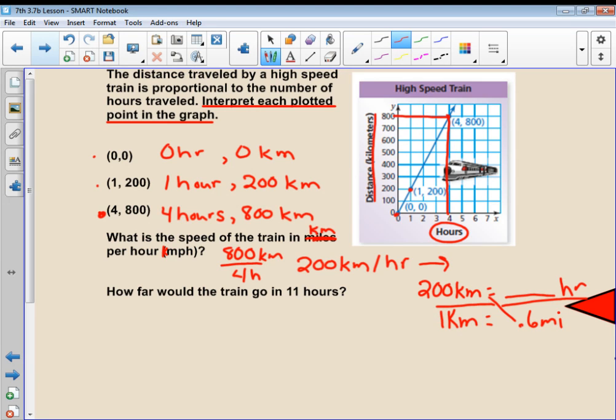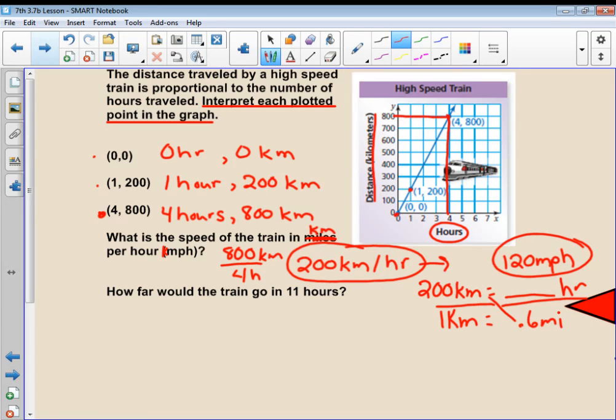And then divided by 1 is still 120. So really this is 120 miles per hour. So either of these would work. But if they did specifically ask for miles per hour, we would have to do that next step.